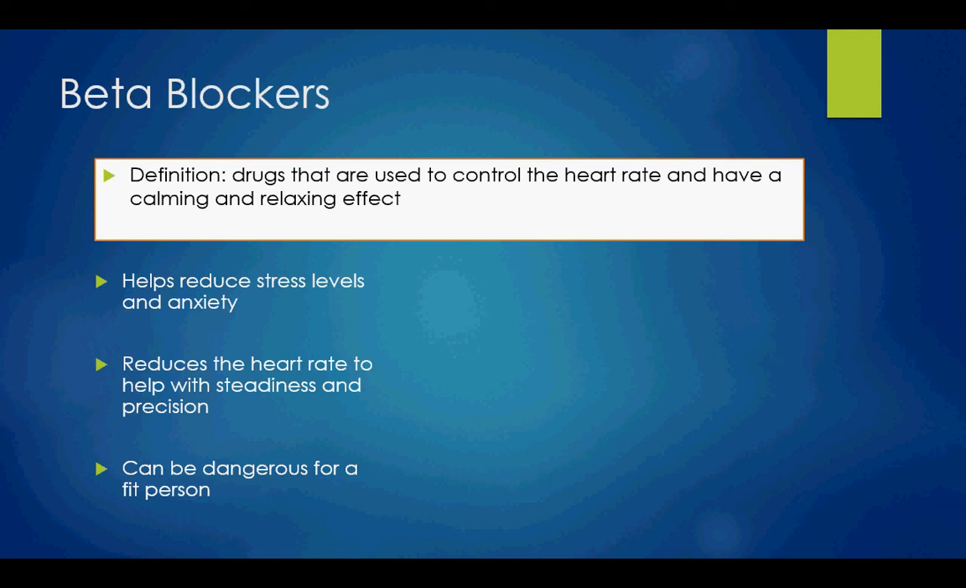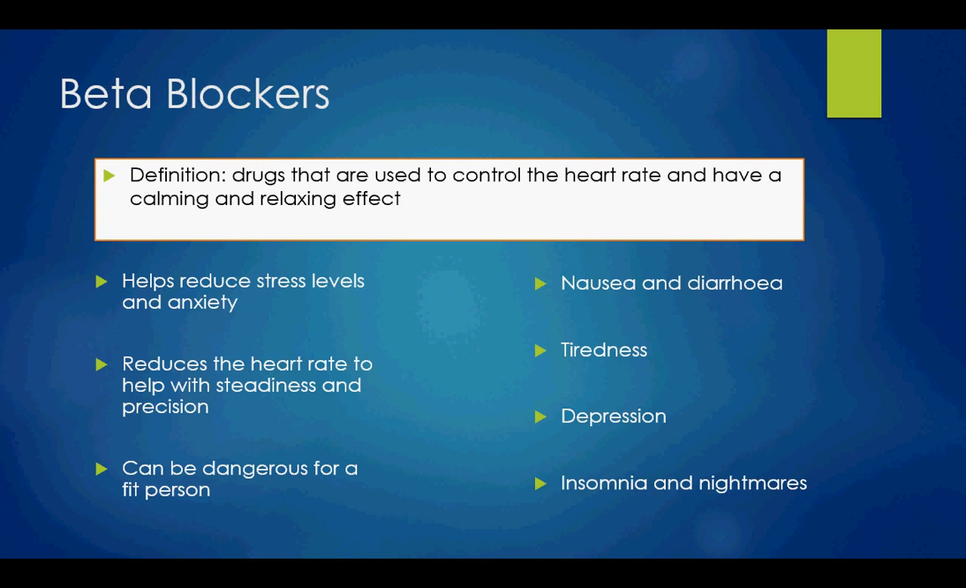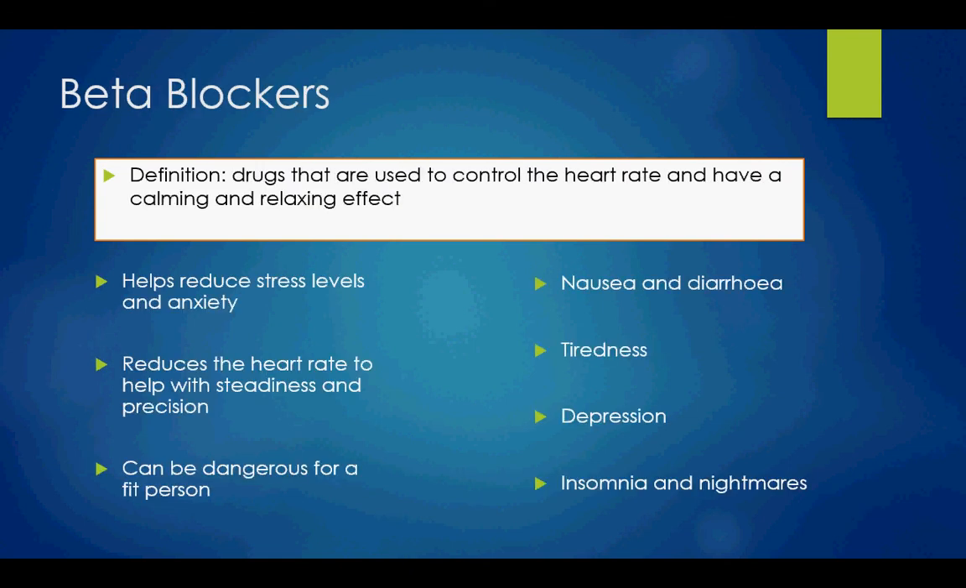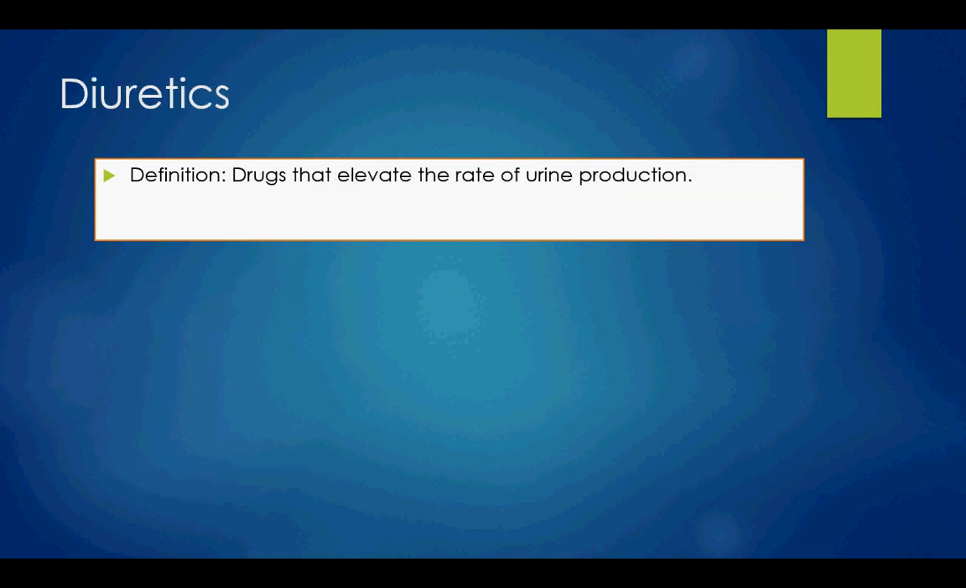It helps reduce stress levels and anxiety, and reduces the heart rate to help with steadiness and precision when you've got to look at a target which is far away. But it can be dangerous for a fit person because it lowers the heart rate, and a fit person's heart rate is already generally very low. If it gets any lower, there can be serious complications. And then side effects: diarrhea, tiredness, depression, insomnia, and nightmares.